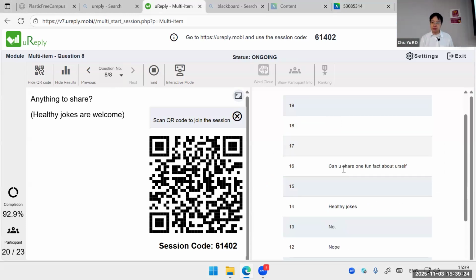Can you share one fact about yourself? I'm not sure what is a fun fact, but I do enjoy cooking. I think I do pretty good fried rice and fried noodles, and that is not easy. If you ask a Cantonese cook, one of the things to check is how to cook fried rice. My kid likes my fried rice and fried noodles. I don't know whether it's fun or not, but that's what I do.